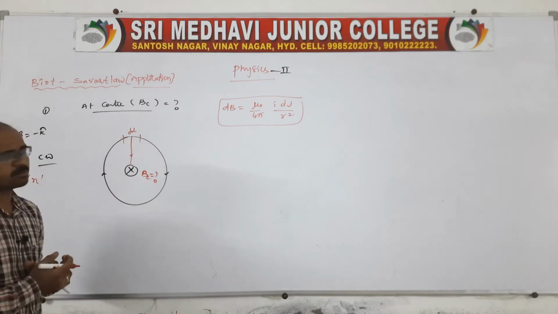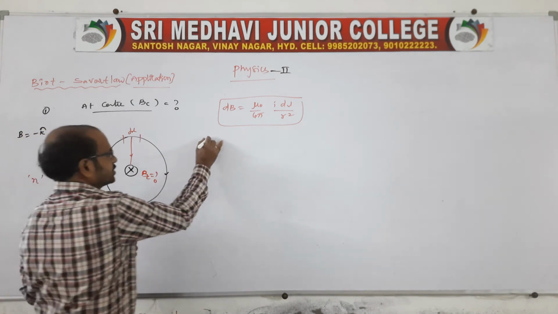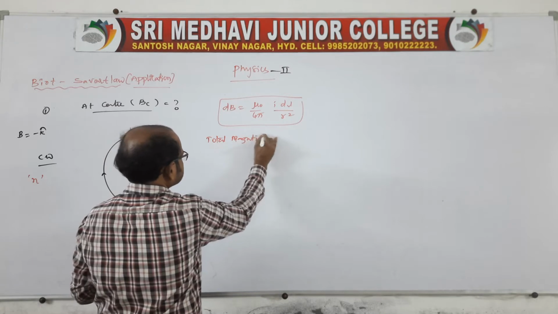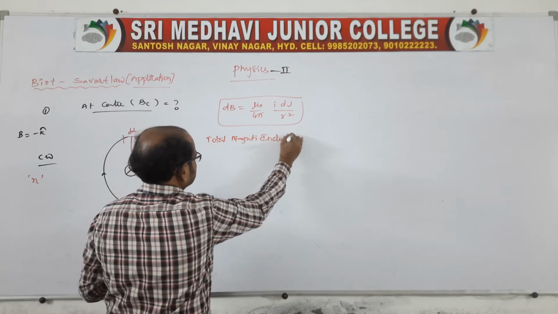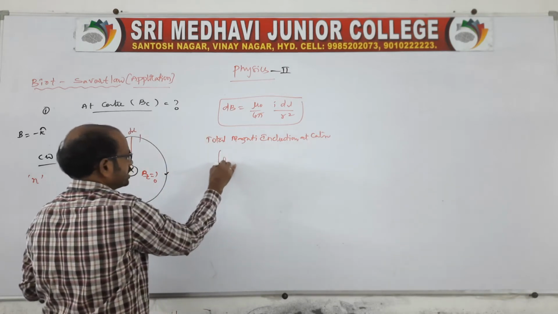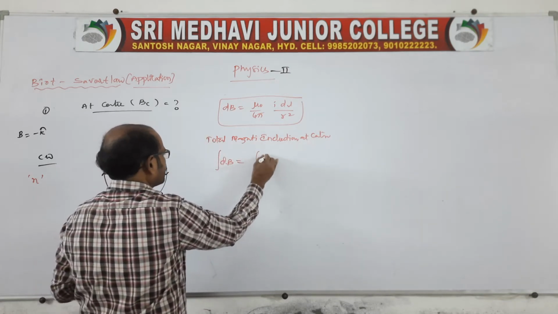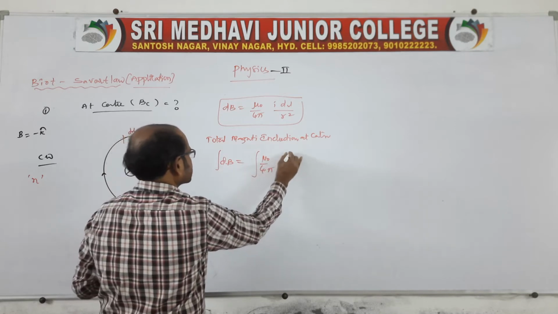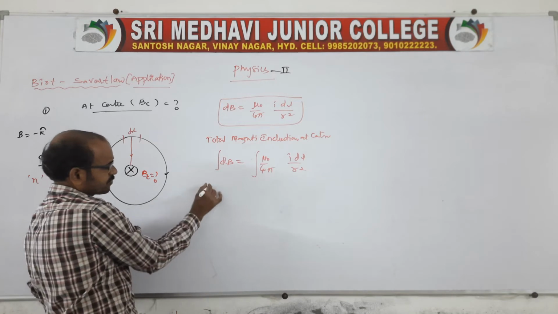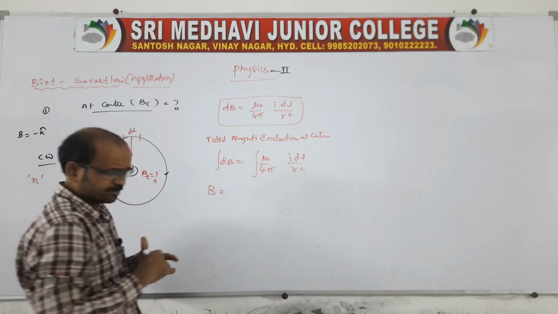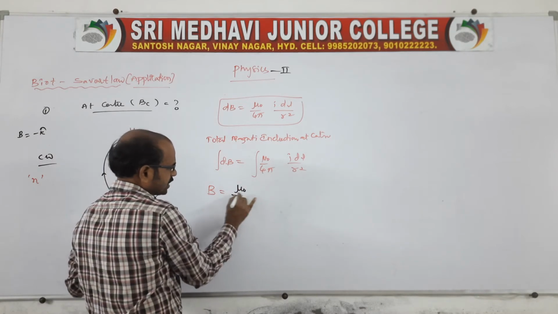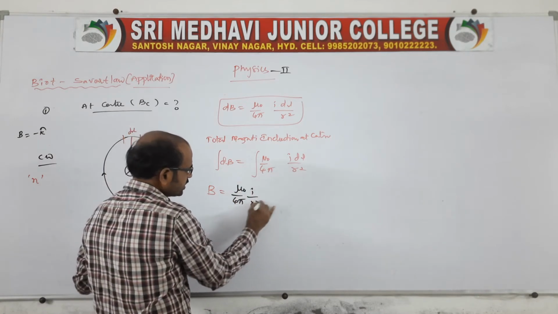Now we need to find the complete one. Therefore, you take an integration, the total magnetic induction at the center. You need to write at the center. Integral dB is equal to integral mu naught by 4 pi, it is I dl by r square, of course, at the center. Therefore, integral dB is nothing but B. And here we need to get the total length, we don't know, no? So you take an integration only for dl.